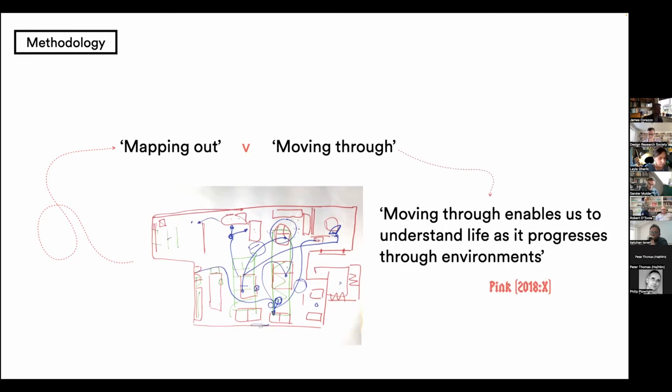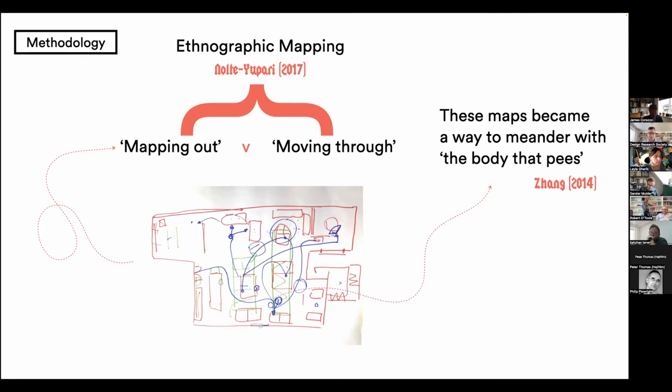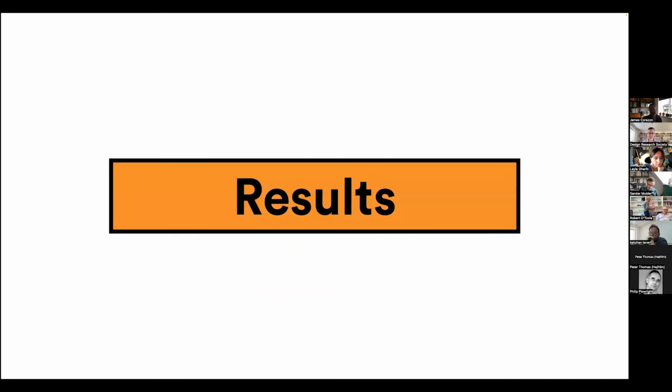So Pink talks about the idea that, rather than mapping out, moving through is important because it enables us to understand life as it progresses through an environment. So in a reduced way, this method maybe gave us some access to that process. And we really like this quote as well: in a way, this method becomes a way to meander with the body that pees. So remembering it's not just what they say about their meaningful interactions in the studio, it's also all those other elements of the embodied sense of being in that space that matter.